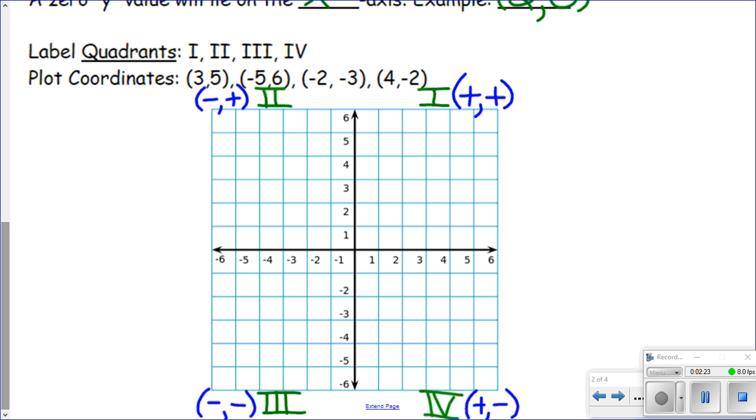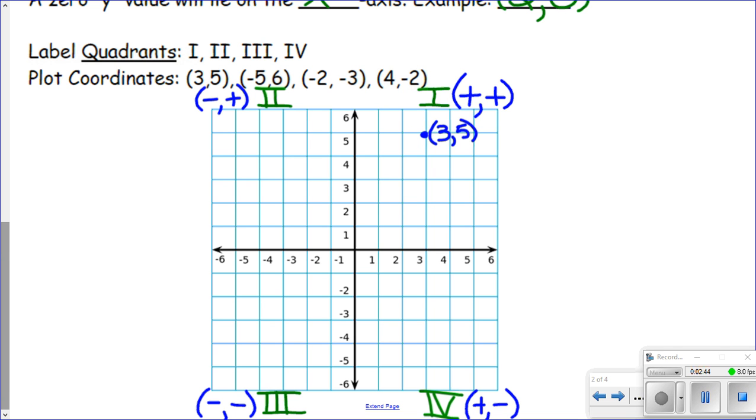So just by looking at the coordinates that we're going to be placing, we have (3, 5). Those are both positive, which means it's going to end up in quadrant 1. I go over 3 first, and then up 5, find where they intersect, and label.